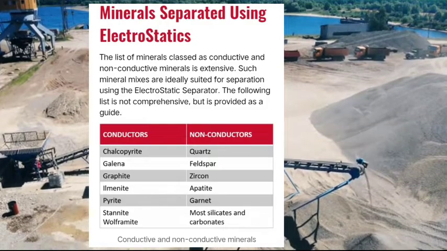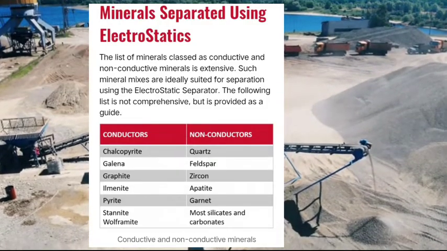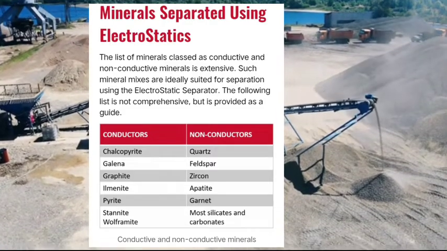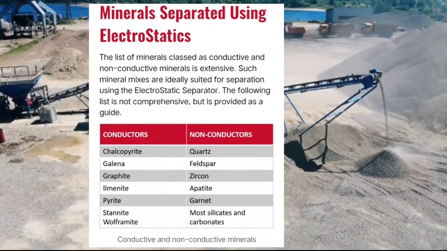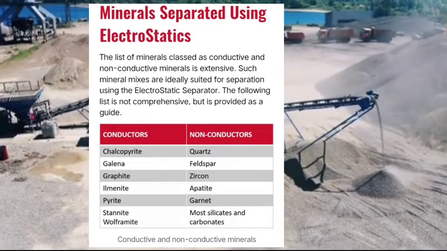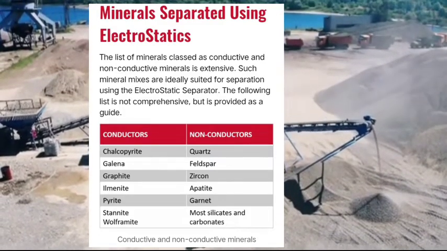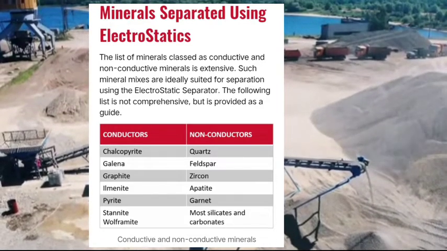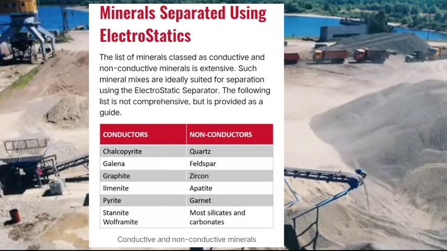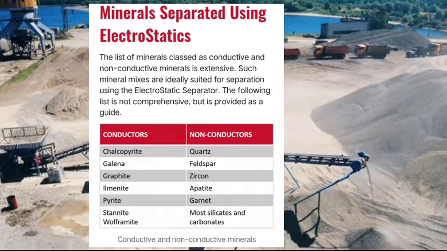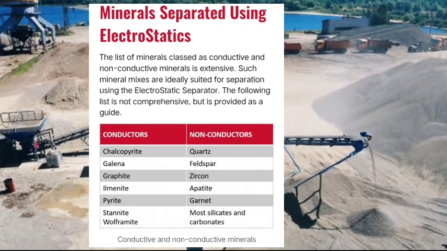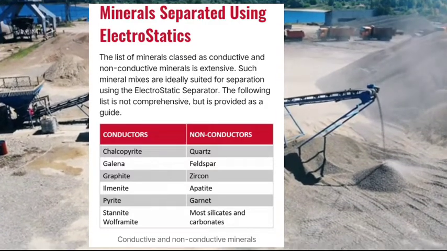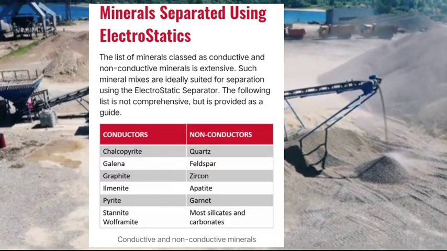Minerals separated using electrostatics. The list of minerals classed as conductive and non-conductive minerals is extensive. Such mineral mixes are ideally suited for separation using the electrostatic separator. The following list is not comprehensive but is provided as a guide. Conductors: chalcopyrite, galena, graphite, ilmenite, pyrite, stannite, wolframite. Non-conductors: quartz, feldspar, zircon, apatite, garnet, most silicates, and carbonates.